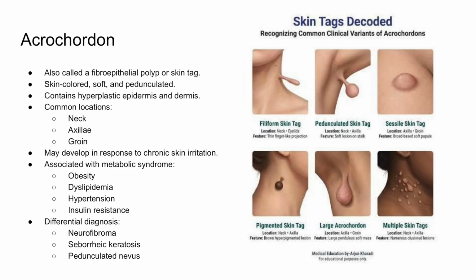Acrochordons are completely benign, but occur more frequently in people with obesity, type 2 diabetes, and insulin resistance. Multiple skin tags can therefore support suspicion for a metabolic syndrome, although they are not diagnostic by themselves. The differential includes a neurofibroma, which shows a buttonhole sign, a seborrheic keratosis with a stuck-on surface, and a pedunculated melanocytic nevus. Treatment is usually unnecessary unless the lesion becomes irritated or is removed for cosmetic reasons.